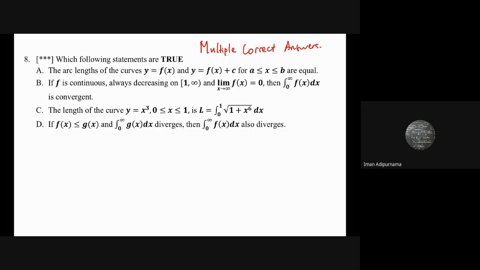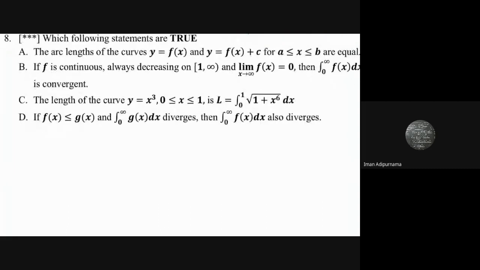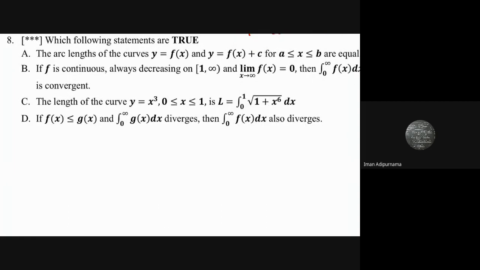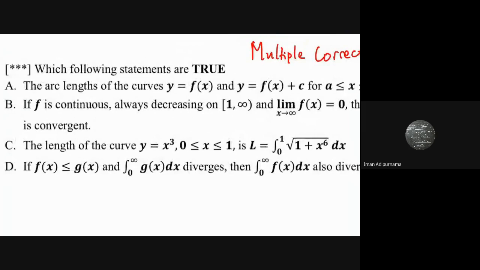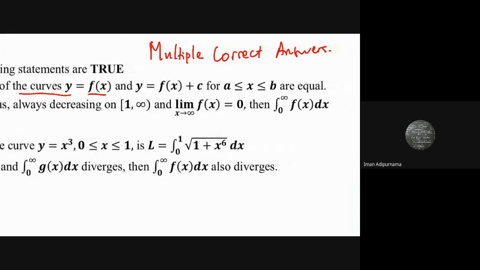Okay, I think we can check our answer. We can check the first one. Let me just read the first one. The arc lengths of the curves y equal f of x, and y equal f of x plus c, for interval a to b are equal. So we will have two curves. This is the first curve. This is the second curve.